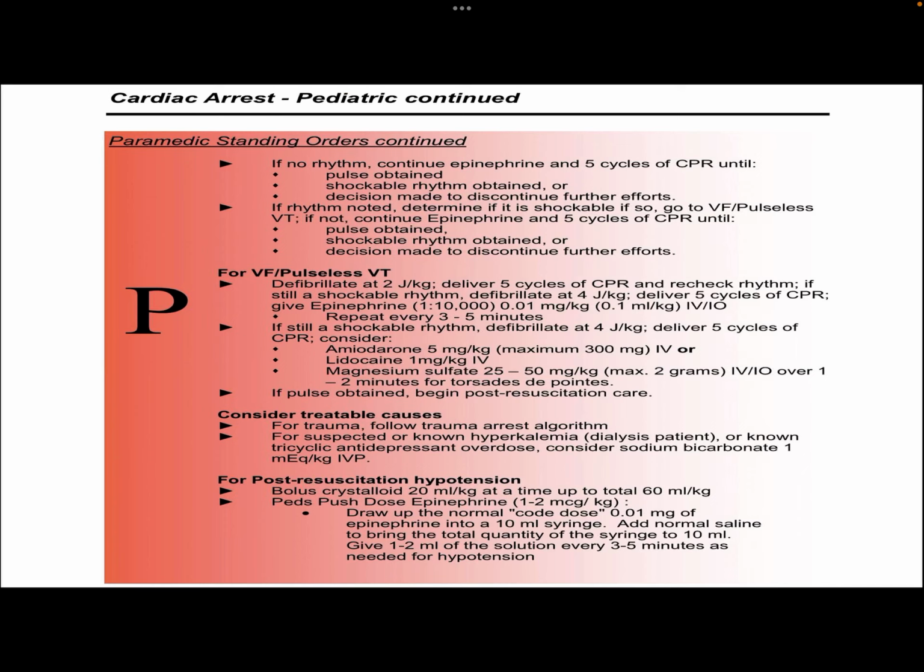For post-resuscitation hypotension, 20 milliliter per kilogram crystalloid bolus, up to a total of 60 milliliters per kilogram. And then if they're still hypotensive after that, you can do some peds push dose epi, which is 1 to 2 mics per kilo.